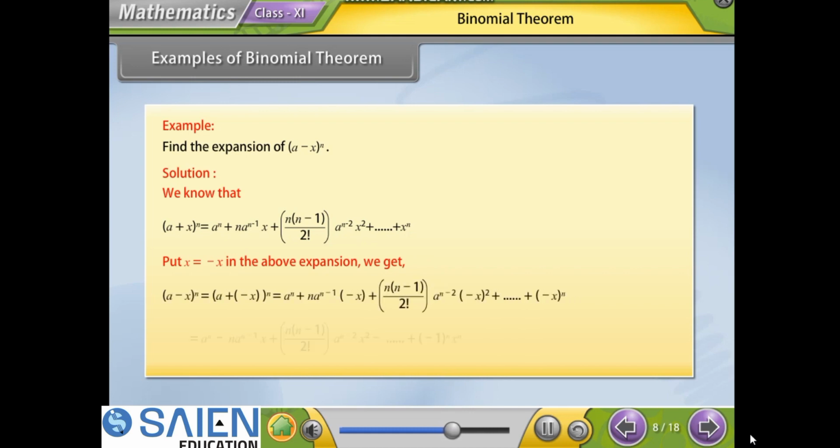We get a raised to power n minus n into a raised to power n minus 1 into x plus n into n minus 1 by 2 factorial into a raised to power n minus 2 into x square up to minus 1 raised to power n into x raised to power n.